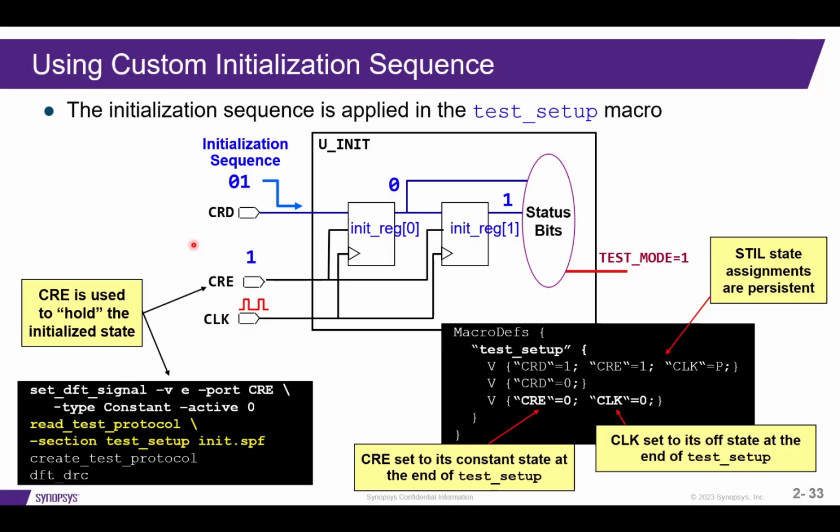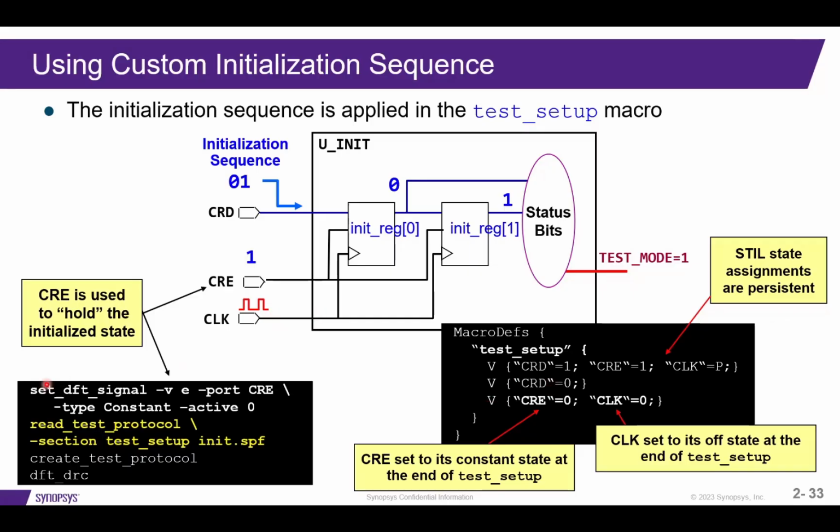Here's an example of using initialization sequences. Let's say I have a DFT control module that I need to generate a test mode signal driving downstream registers. The initialization sequence is such that I need to propagate this value of 0, 1 through these two registers. So I can define a test setup sequence with the necessary waveform such that at the end of the initialization sequence, the signal CRE is set to the constant state at the test setup procedure.